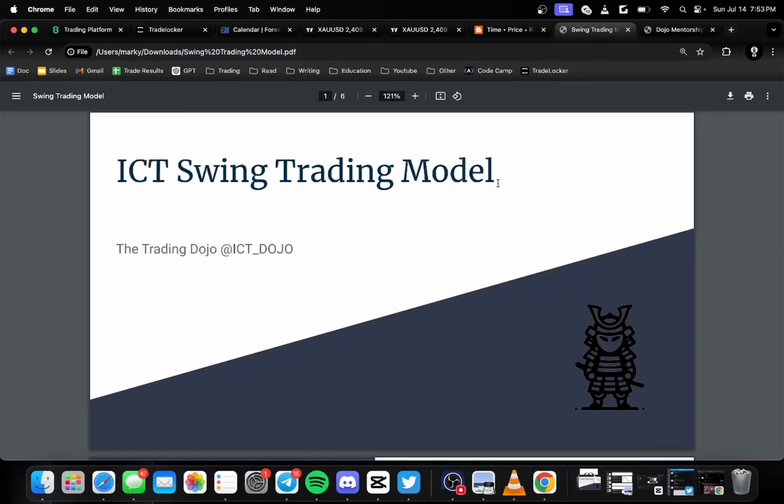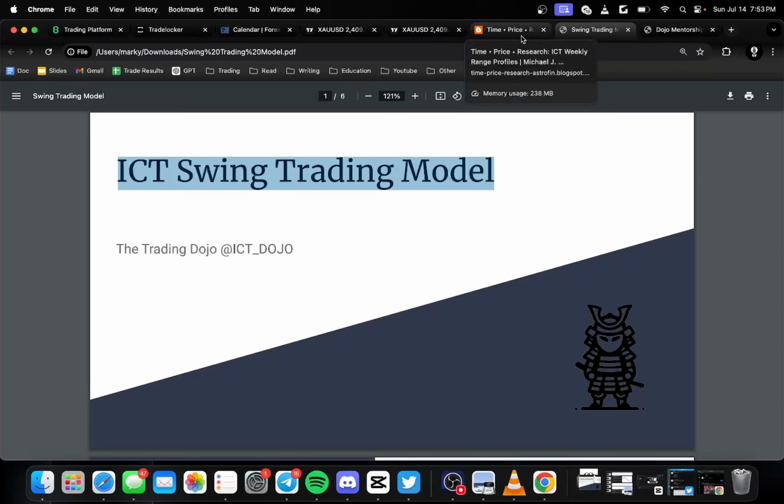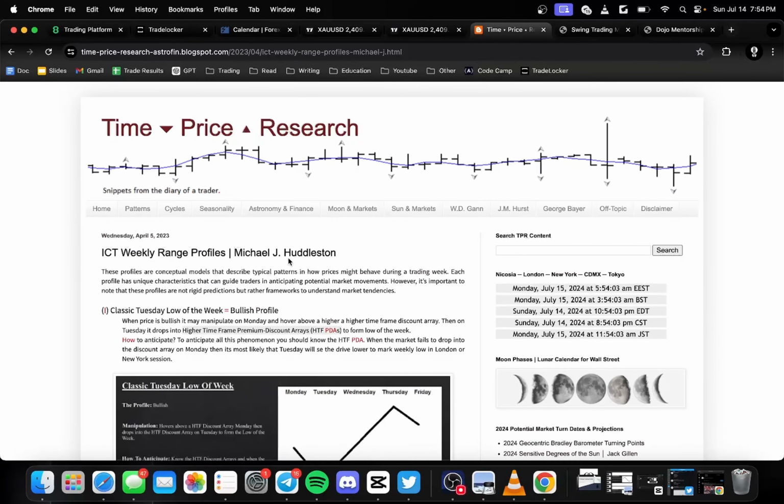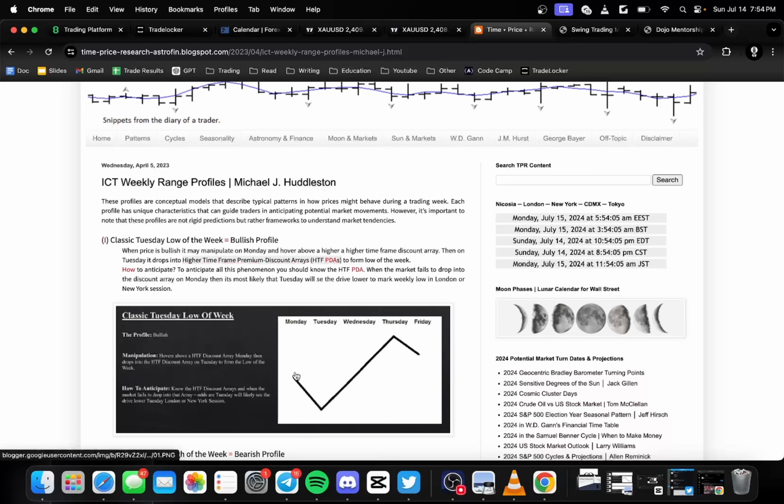If you're tired of being glued to your charts like I was, then you should probably start swing trading. This is an ICT swing trading model that I built out of the concepts that I've been using on the lower time frames. The basis of this model is utilizing the ICT weekly range profiles. These weekly range profiles just help you paint a narrative for the week.